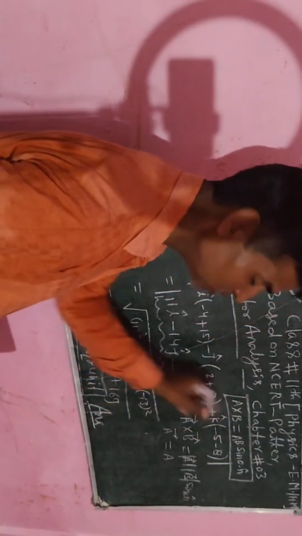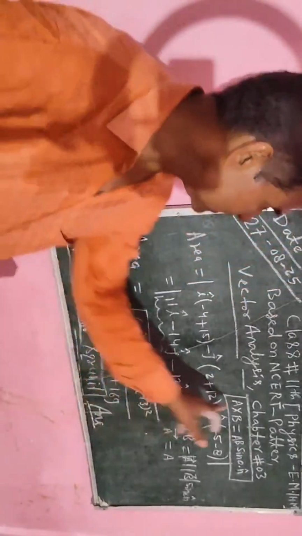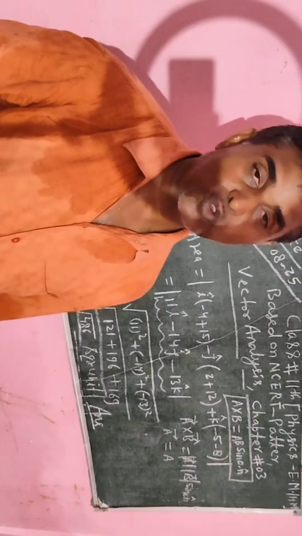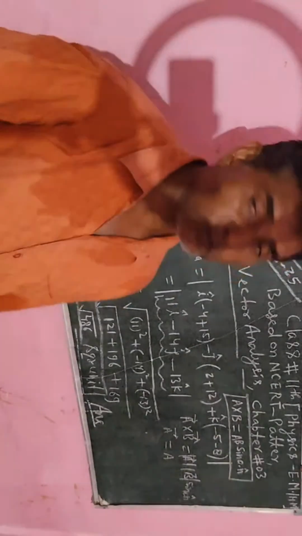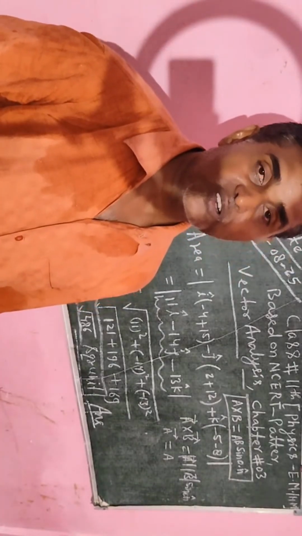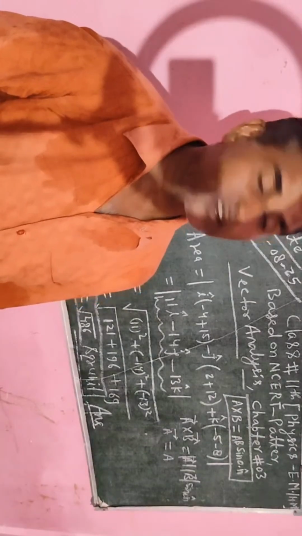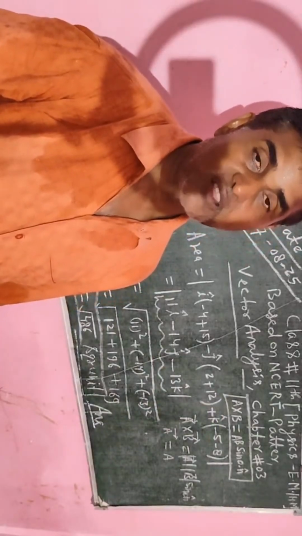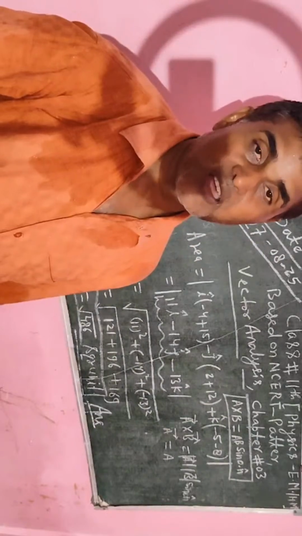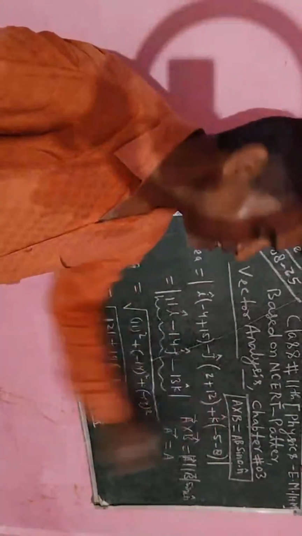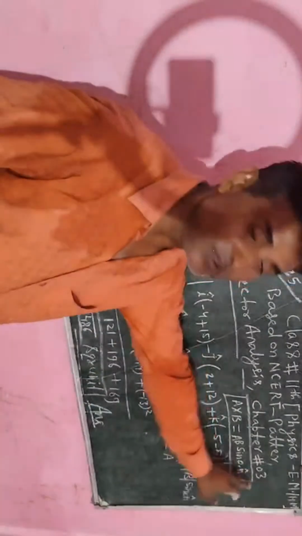So each and every student has to remember this formula, because this formula is the vector product, the cross product of two vectors. In previous classes, I have already explained that the dot product of two vectors is a scalar quantity, but here the cross product of two vectors is a vector quantity. So we have to differentiate these two formulas, because A dot B is a scalar quantity, but A cross B is a vector quantity, where the unit vector is available.